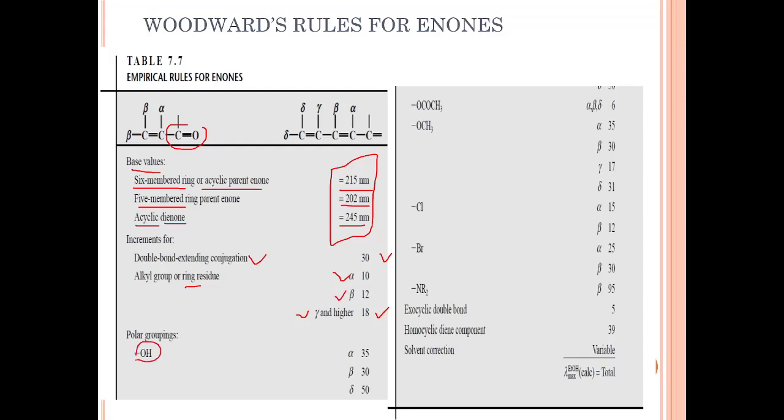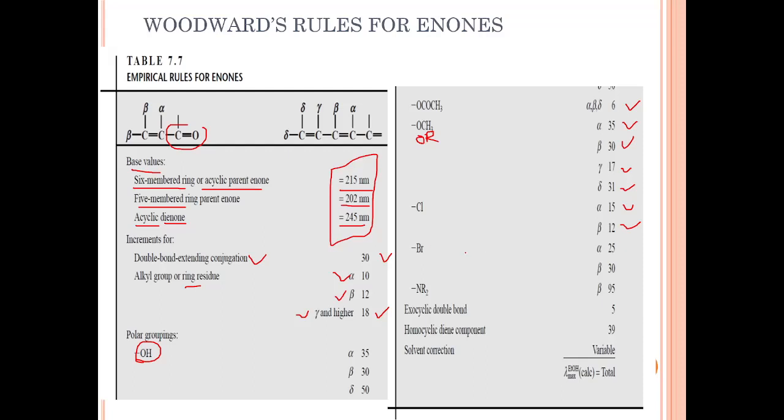So for alkyl substituent you must remember alpha 10, beta 12, and gamma 18. For polar group OH: 35, 30, and 50 for alpha, beta, gamma. For OCOCH3, alpha, beta, gamma, we have 6 again. For OR, at alpha position 35, beta position 30, gamma is a bit less, 17, and delta will have 31. So you must remember the values for the alkoxy group also. Okay. For Cl, alpha 15 and beta 12.